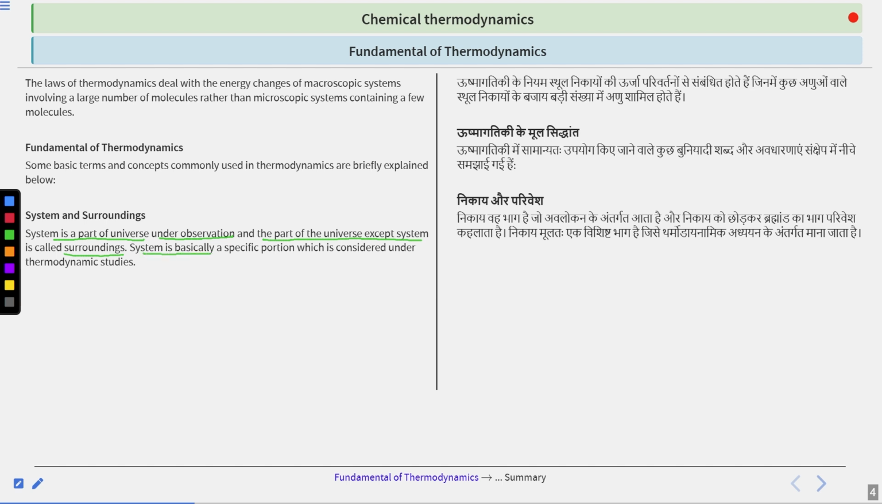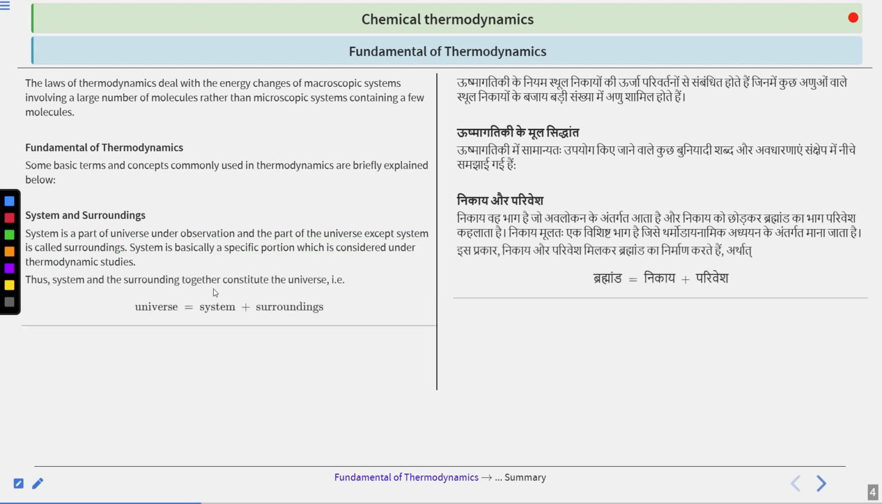The system is a specific portion which is considered under thermodynamic studies. Clear? Now, the system where the reaction is taking place or where our observation is done, and the left part which is the surrounding, if you add both of them you will get your universe. So universe can be written as the sum of system plus surroundings. Clear? This is the first terminology that is very important. You will often encounter the words system and surrounding. Now moving on further.